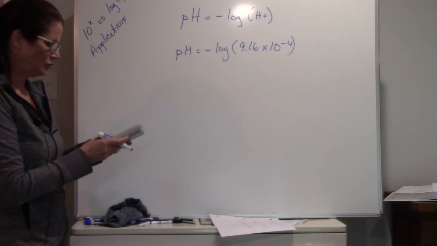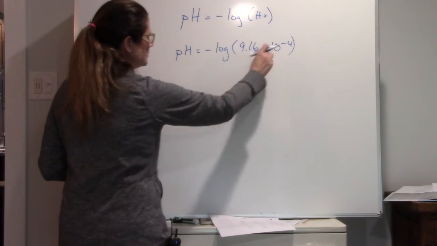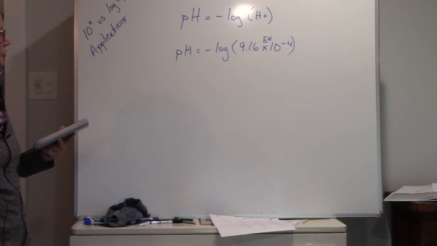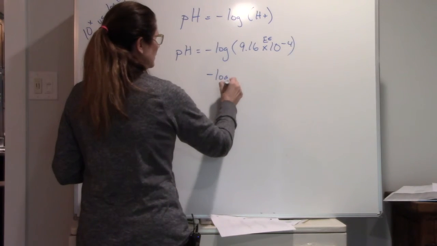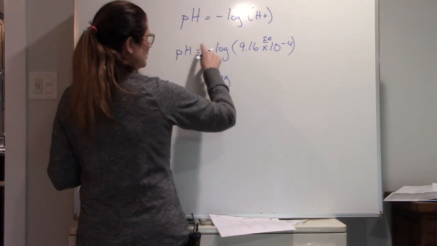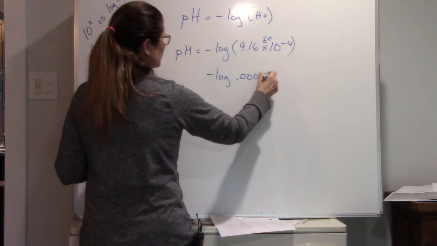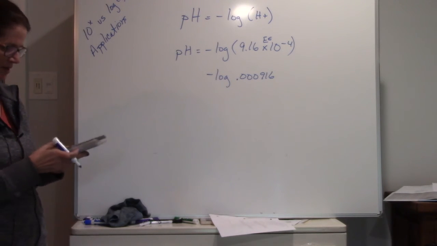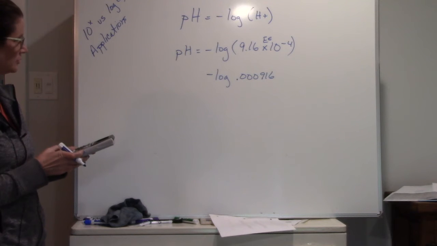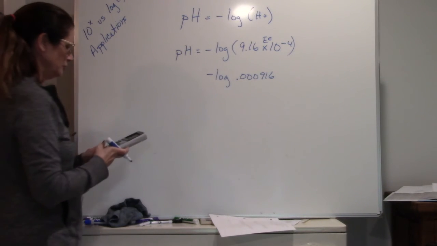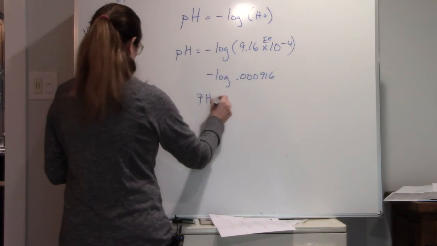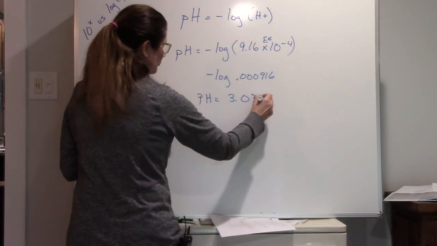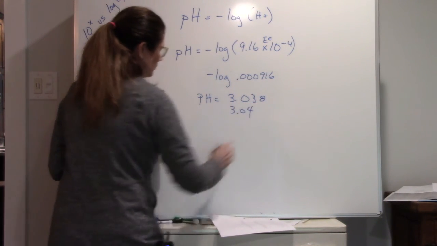So you can do it one of 2 ways. You can either just enter it just like this. Just remember that you will use your EE button for scientific notation. Or you can change it. I'm going to move my decimal 4 places to the left, so 0.000916, and you just plug it in. Negative, make sure you use the negative sign, not the minus sign. Negative log 0.000916, close the parentheses. So my pH value for root beer is 3.038, so we're going to round it to 3.04.